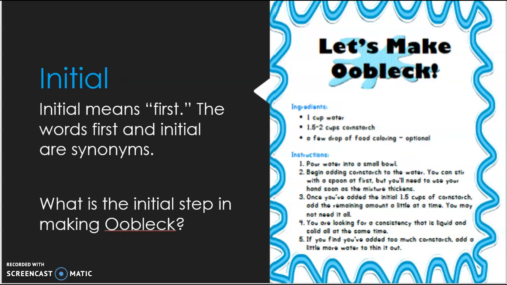That word is initial. So we're back to the oobleck recipe here. Initial means first. The words first and initial then are synonyms. So what is the initial step in making oobleck? Right, to pour water into a small bowl. It is the first step, the initial step.